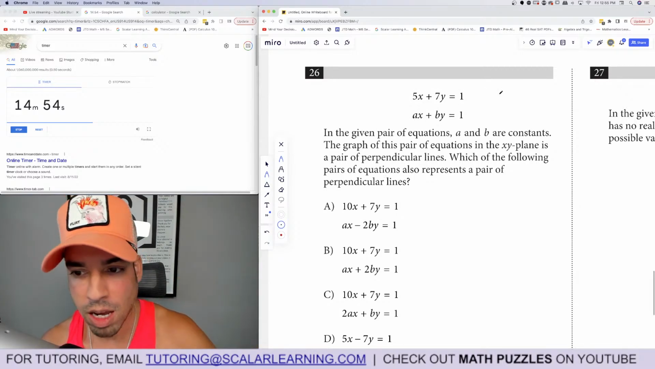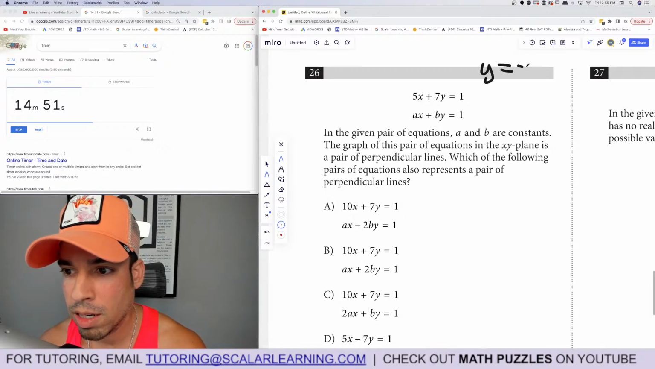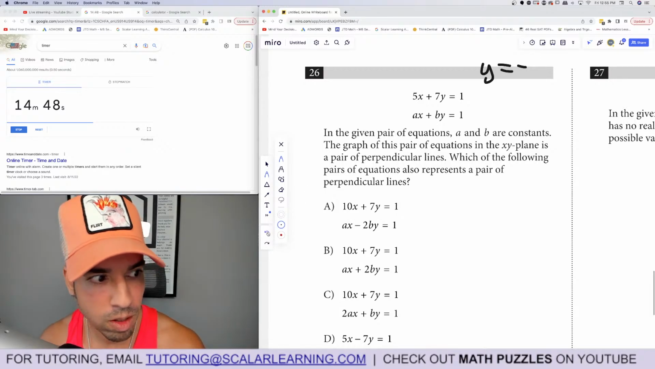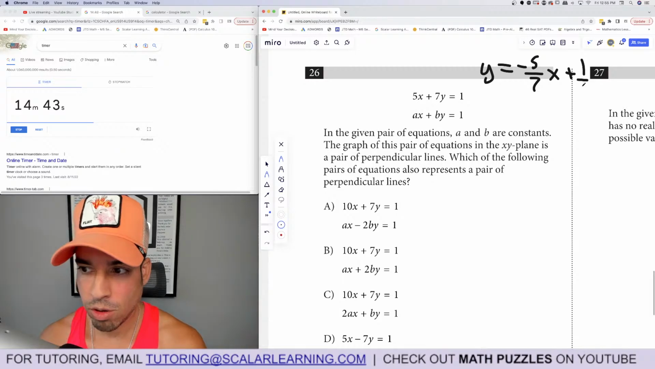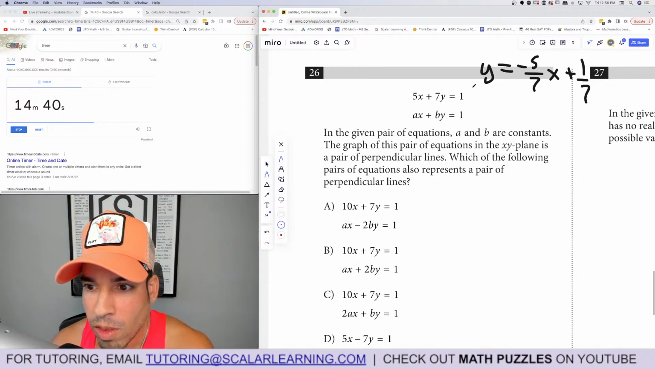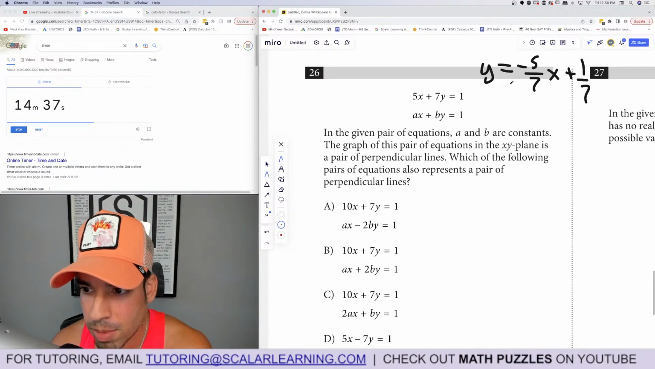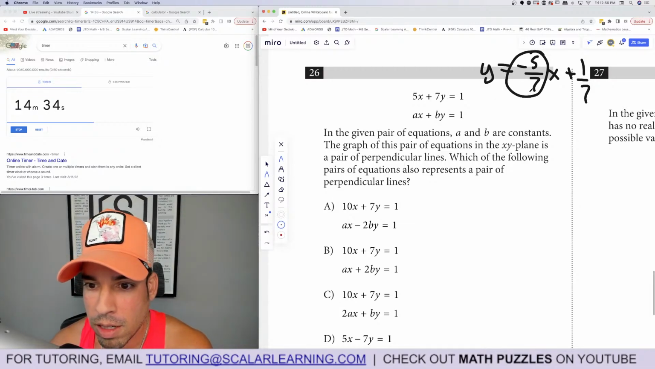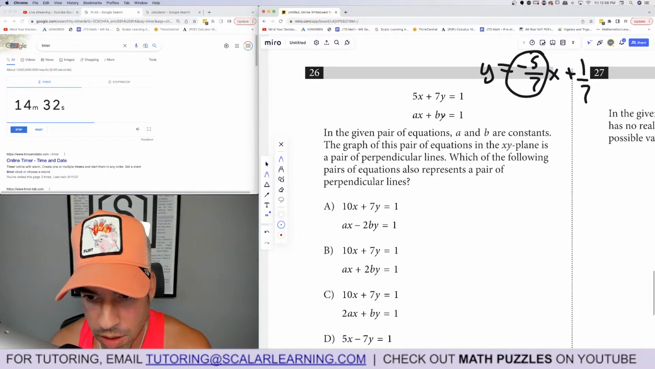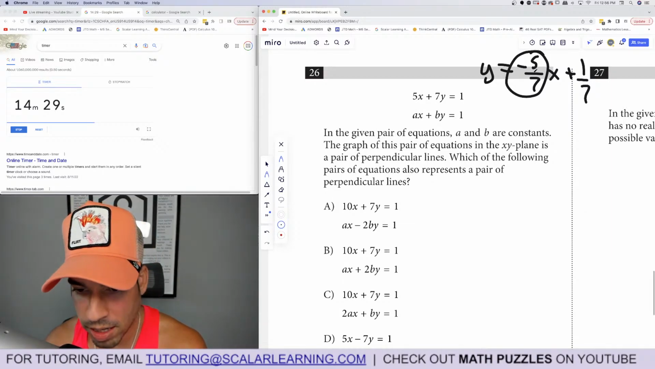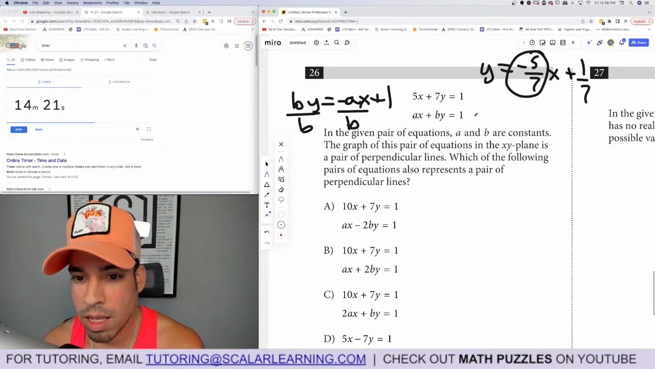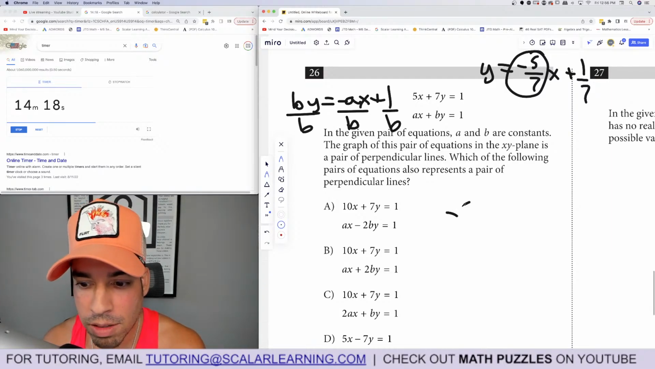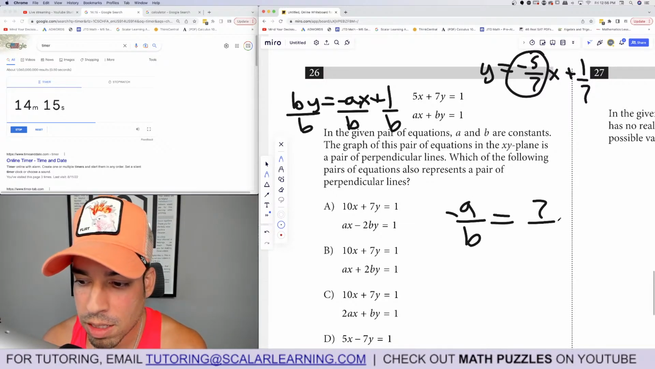So let's calculate the slope of the top equation. It's y equals negative 5/7 x plus 1/7. I'm isolating, subtracting 5x and dividing by 7. Hence, my slope is negative 5/7. If these are perpendicular, the slope of the bottom one should be the opposite reciprocal, aka 7/5. So by equals negative ax plus 1 divided by b, and there's my slope. So that's negative a over b equals positive 7/5.